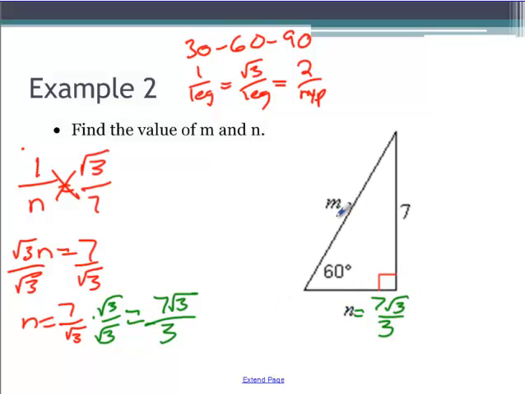And to get to m, I have to double it. Doubling this means I take the numerator and I multiply by 2. So m is 14 square root of 3 over 3, because you have to take 7 and double it to get to 14.